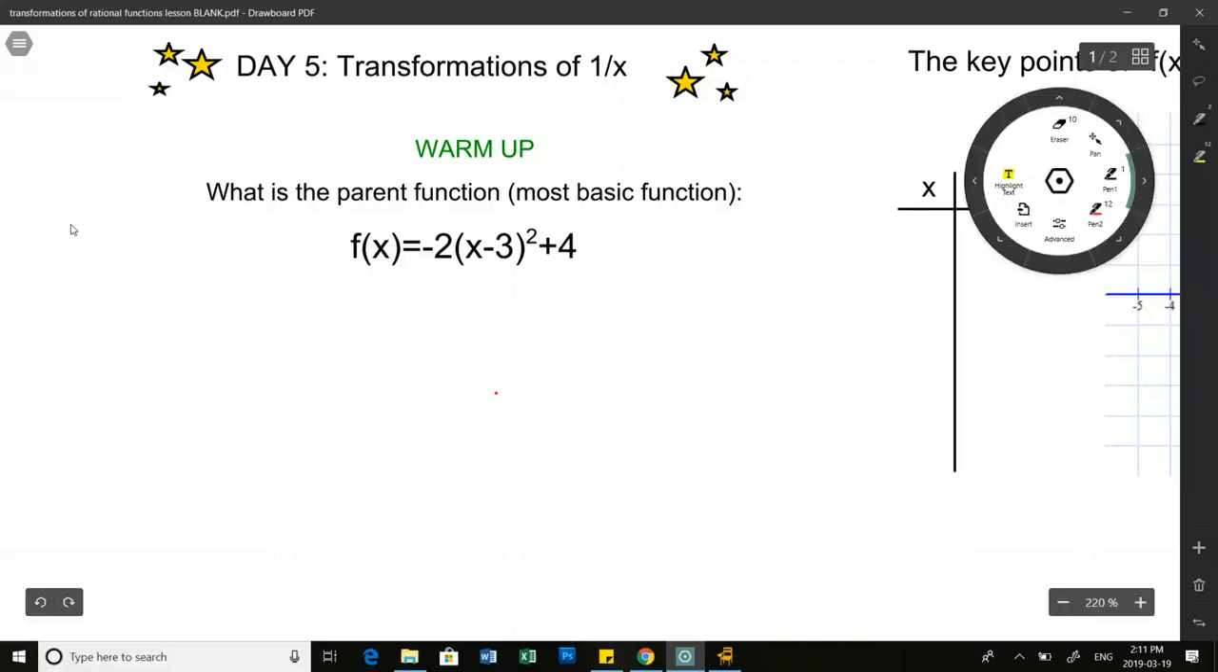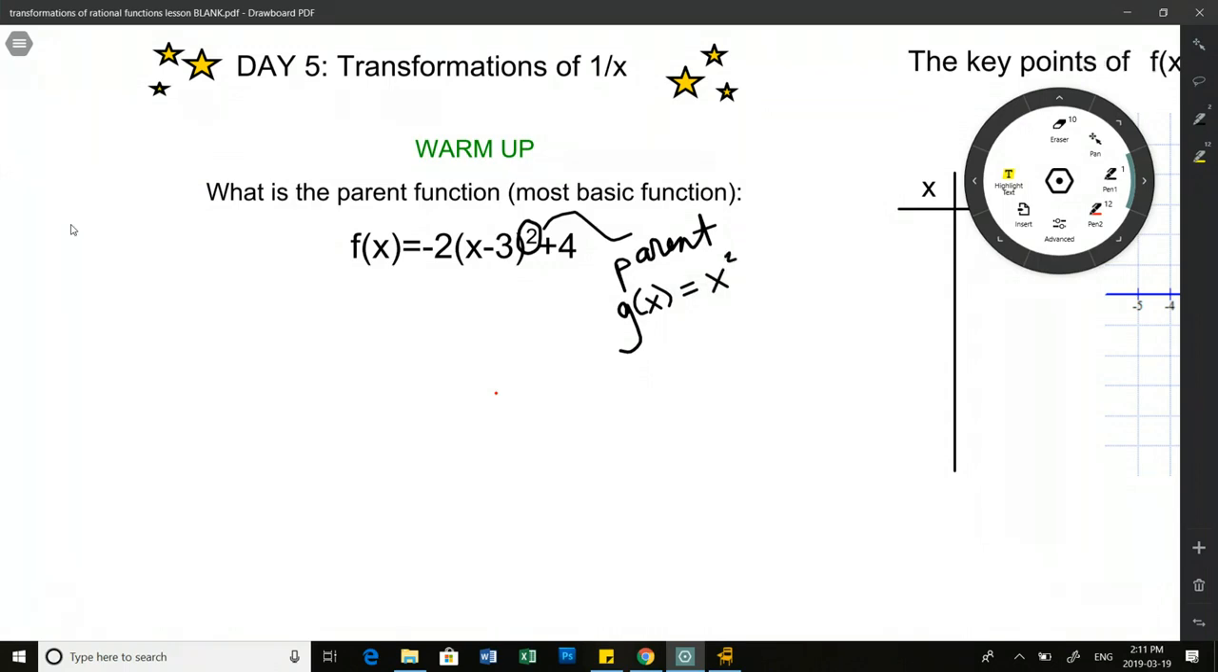Yeah, the parent function is, this part right here is kind of telling us information about that parent function. It's y equals, or you can call it g at x if you want, g at x equals x squared. So everything else in there is a transformation, right? We've got an a, we've got a d, and we've got a c there. But the squared part on that, that's the main operation of the function, and that's telling us what the most basic function is. It's y equals x squared.